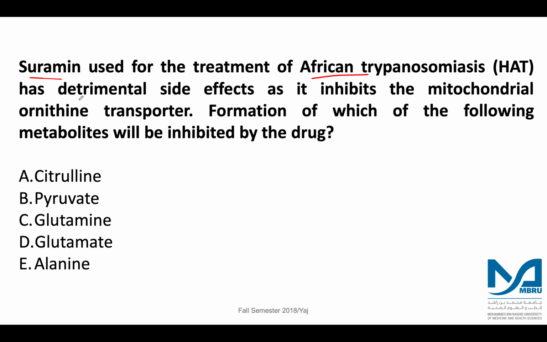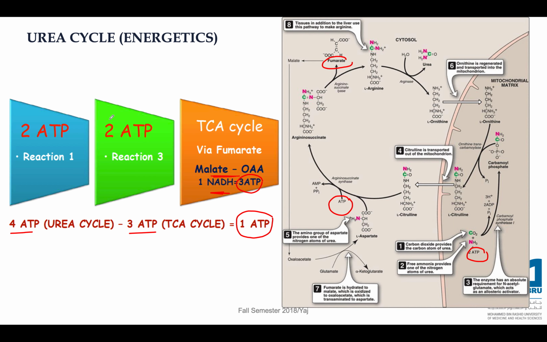And one of the side effects is that it inhibits the mitochondrial ornithine transporter. So formation of which of the following metabolites will be inhibited by this drug? And that was the question. Very, very specific question. Generally, you do not get this kind of specific recall questions in step 1, but sometimes people do ask. In this case, we need to go back to our slide, and here is ornithine.